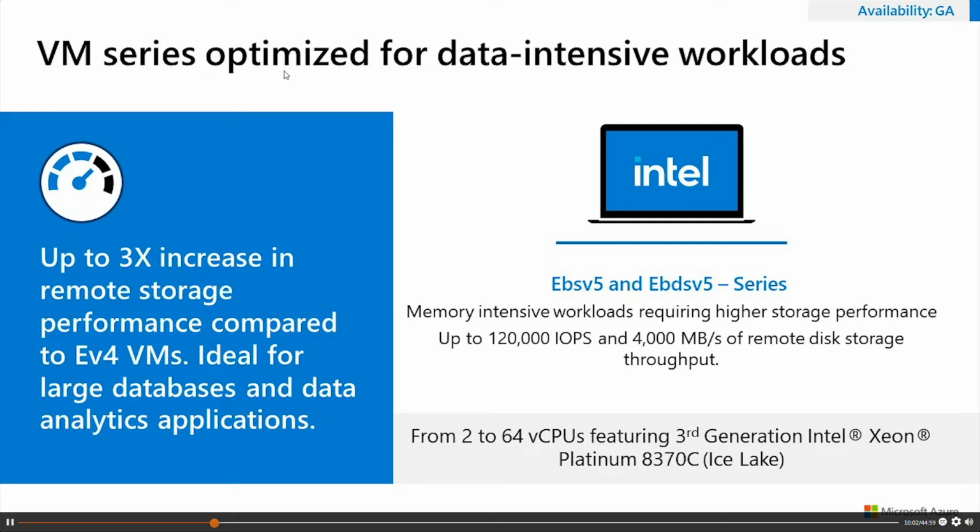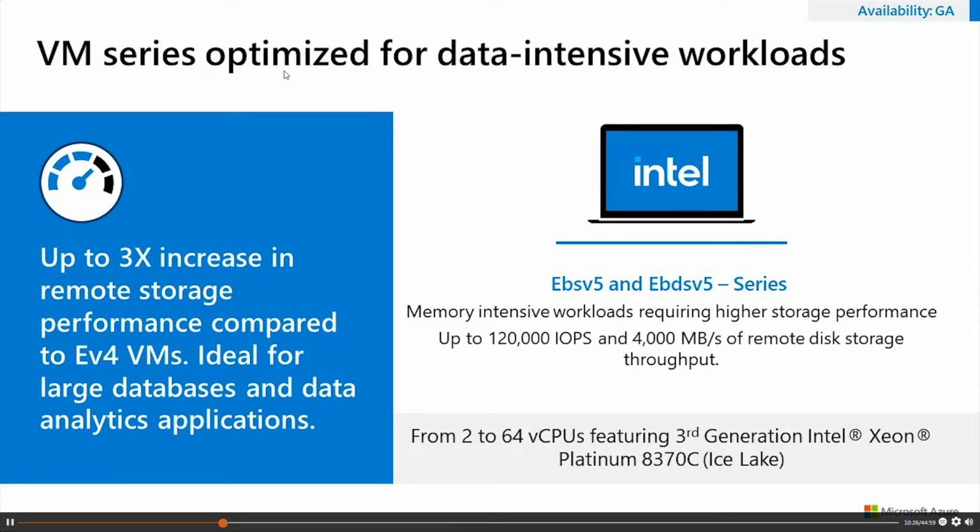These are our new and improved memory optimized virtual machines that offer up to a 3 times increase in VM to disk throughput performance and IOPS than the previous generations. These VMs offer 120,000 IOPS and 4,000 megabytes per second of remote storage throughput.